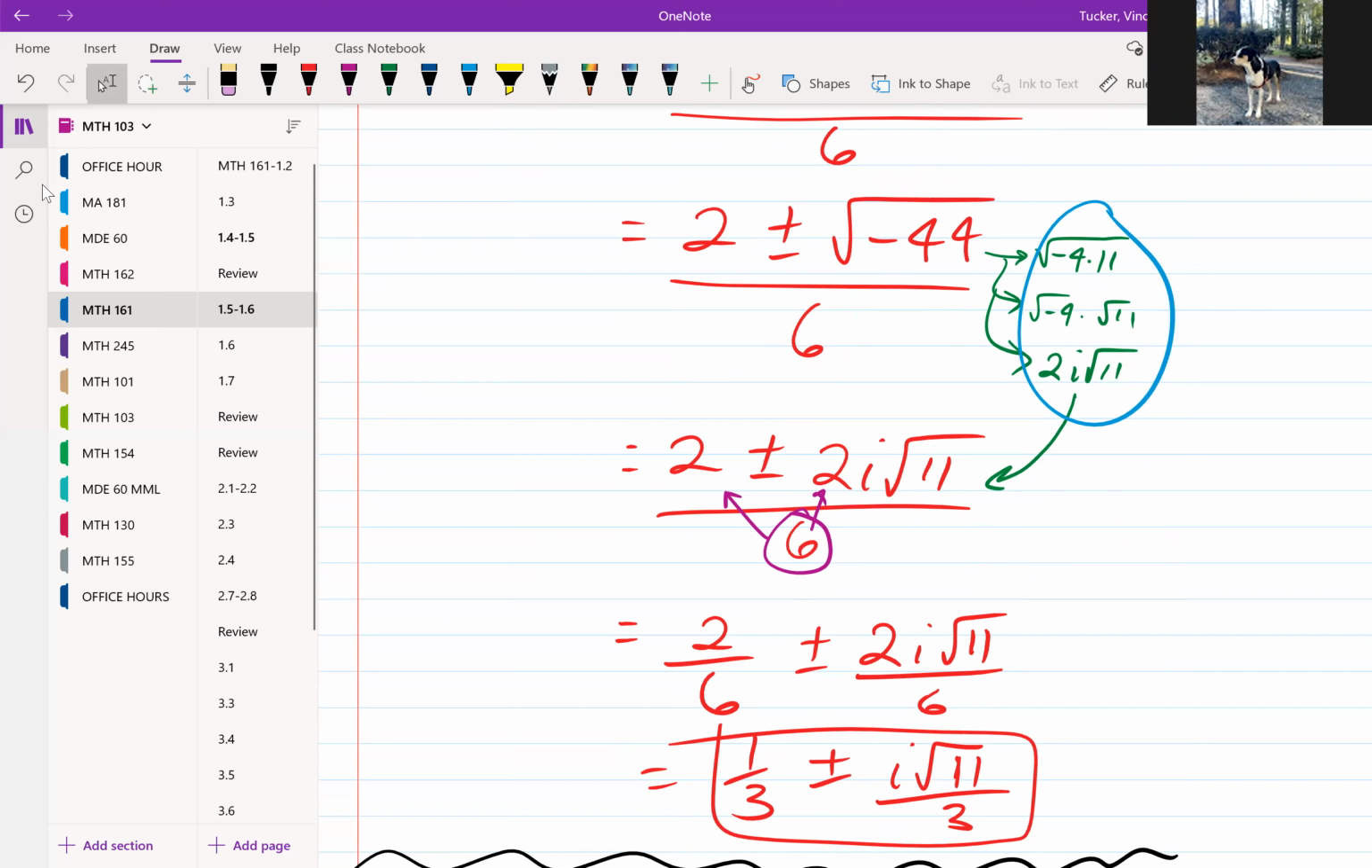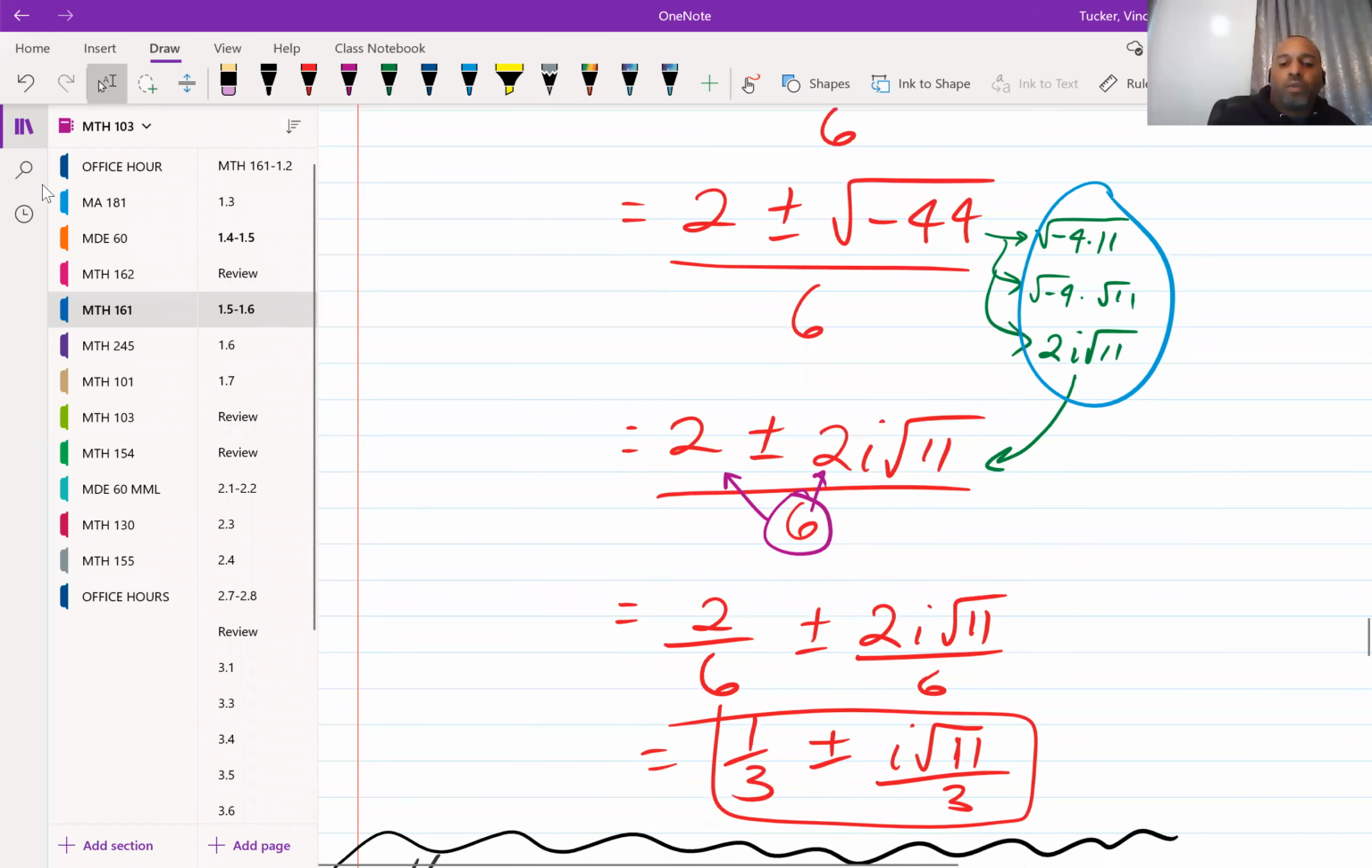So, Mr. Tucker, is that how far we're going to be going with the homework, down to the 1/3 plus or minus there at the very bottom? That's how far we're going to be going in the homework. Yep. Any other questions before we do? I think I got at least one more like this. Just try to cover different scenarios you'll see.